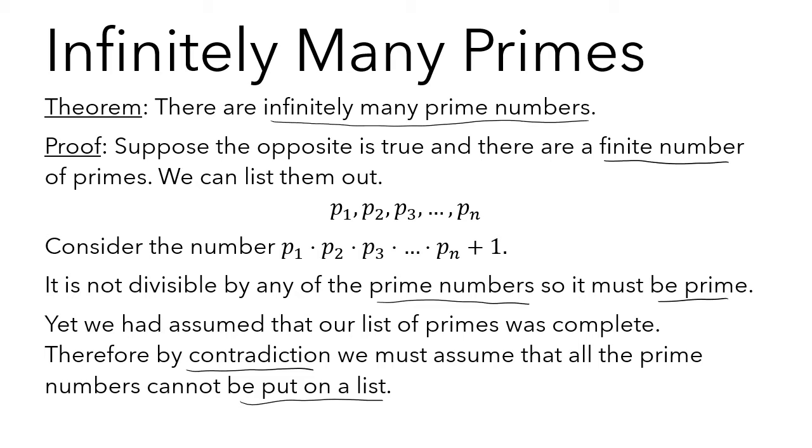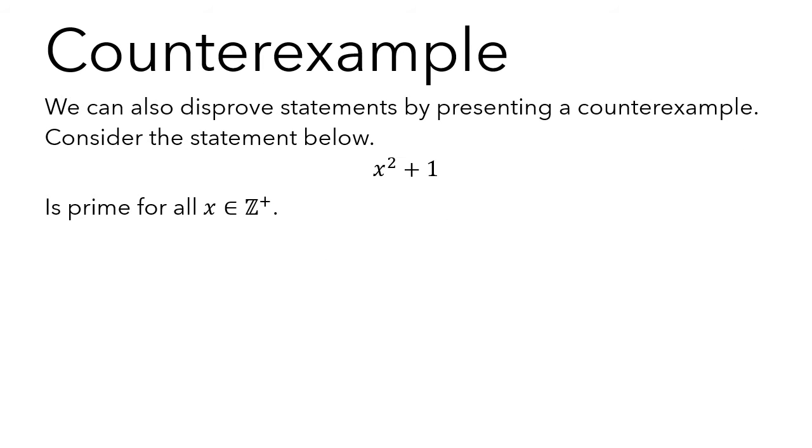So that was an example of using proof by contradiction to prove there are infinitely many prime numbers. On a similar note, we can also disprove statements by presenting a counterexample. So consider the statement below. X squared plus 1 is prime for all positive integers. So we just need to provide one example of when this is not true.